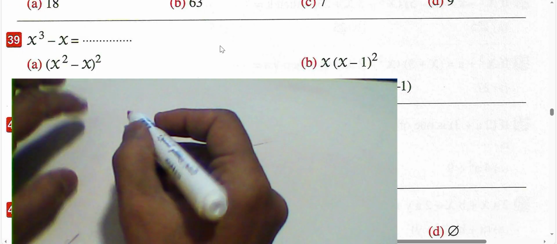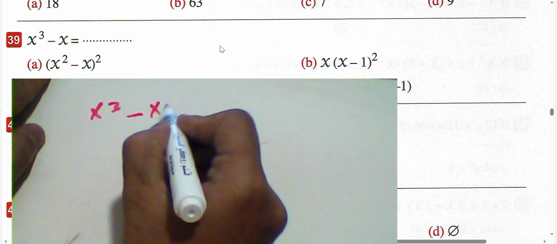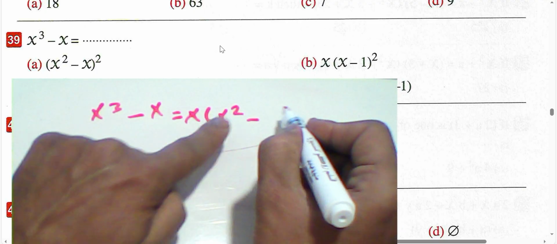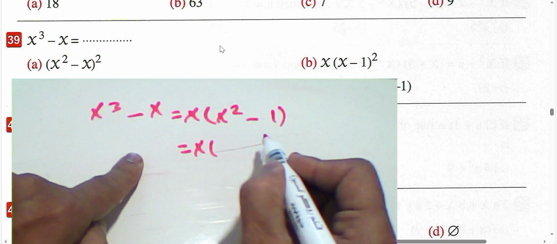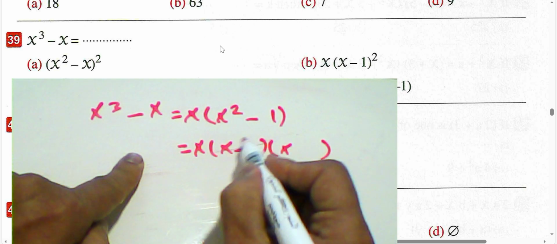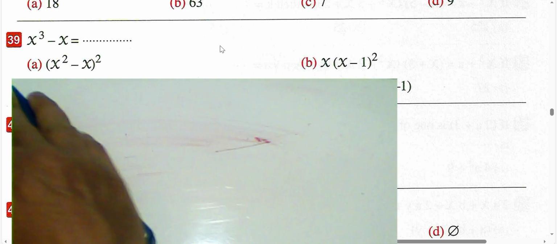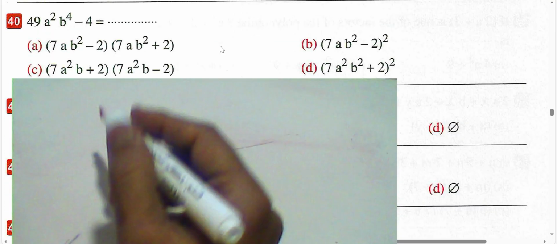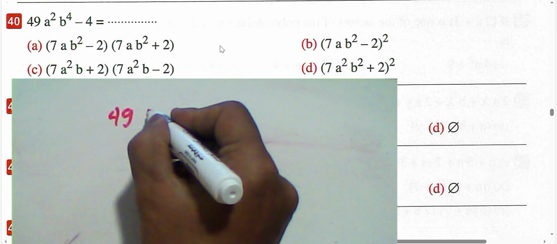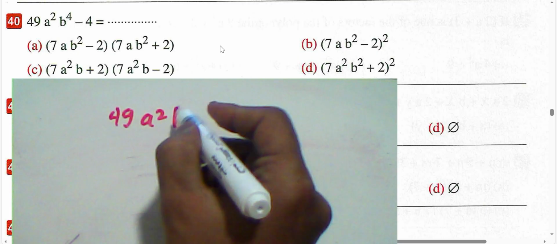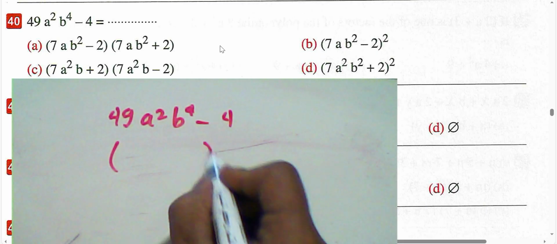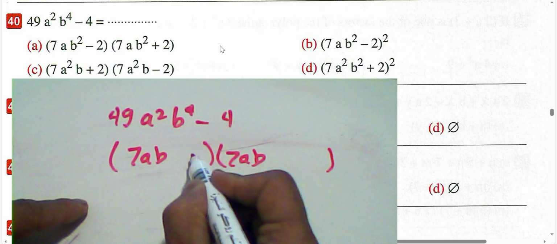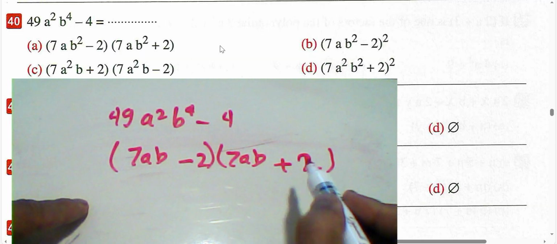x power 3 minus x. We can write x as a common factor. x power 3 divided by x is x power 2, and x divided by x equals 1. Complete the common factor x, and then x times x power 2 negative 1 and positive 1. Next question. 49a power 2 b power 4 subtract 4. We can find the square root of the first: 7ab power 2, and 7ab power 2, negative 2 and plus 2.